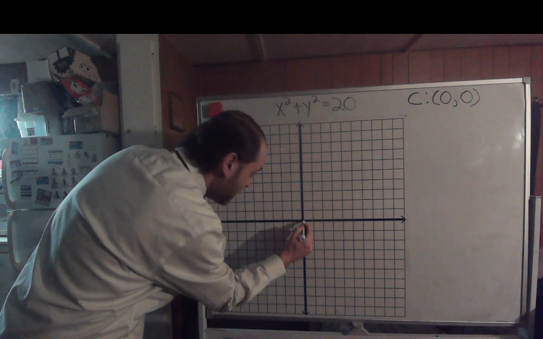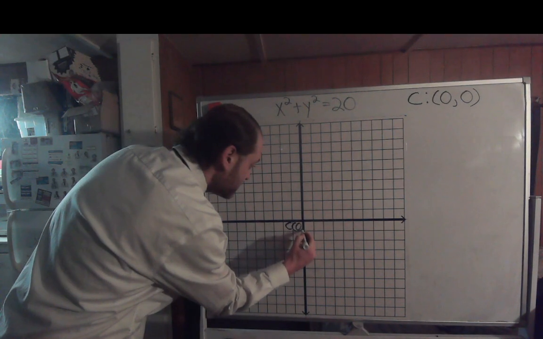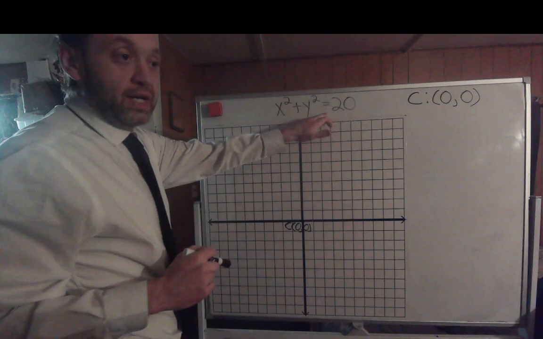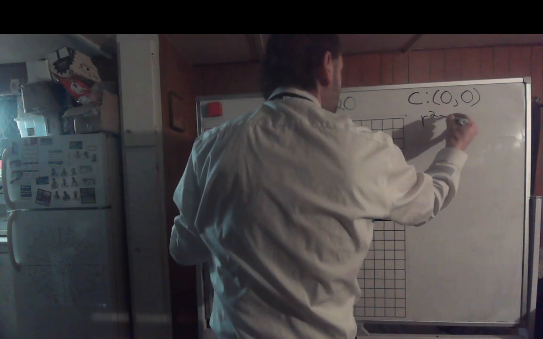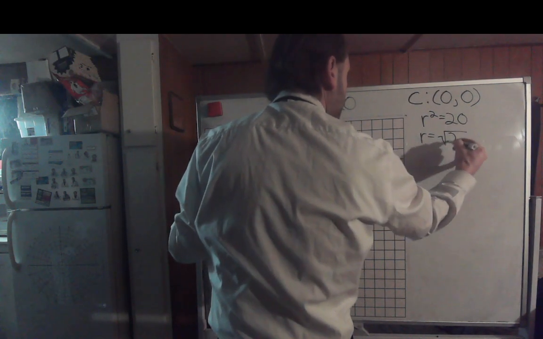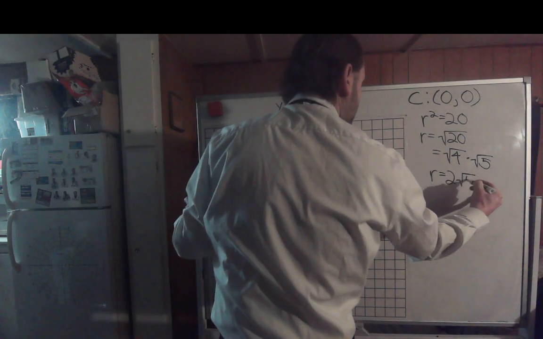Let's keep that. In fact, there's your center, (0, 0). All right. Now, what is your radius? Well, the radius squared is equal to 20, right? So we need to find the radius. The radius, of course, would equal the square root of 20, which would break down into the square root of 4 times the square root of 5. So your radius is really 2 times the square root of 5 units.